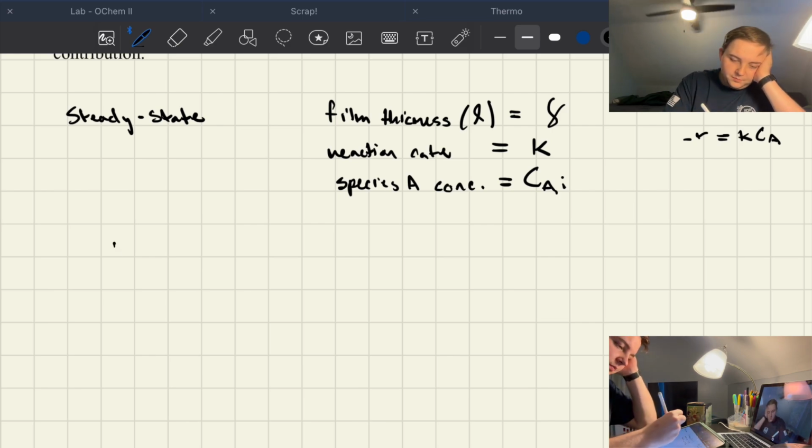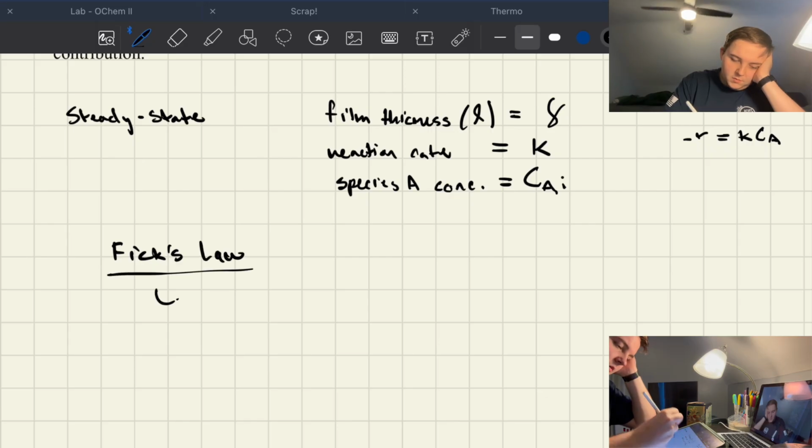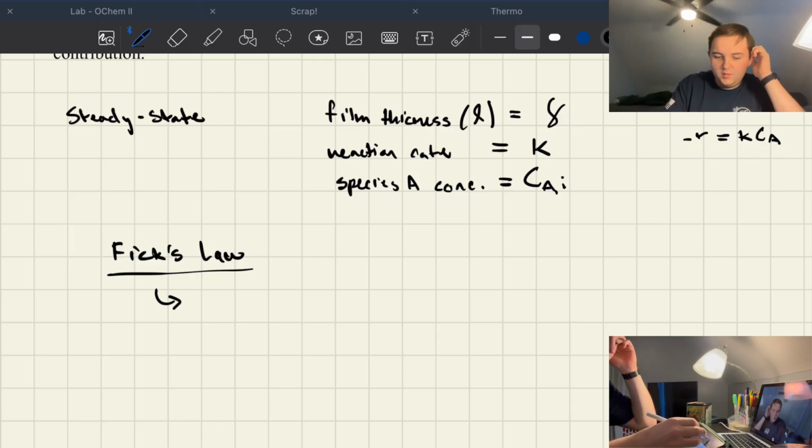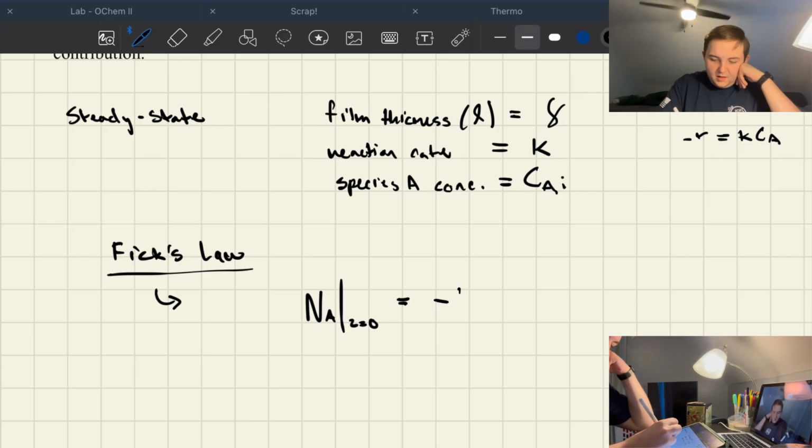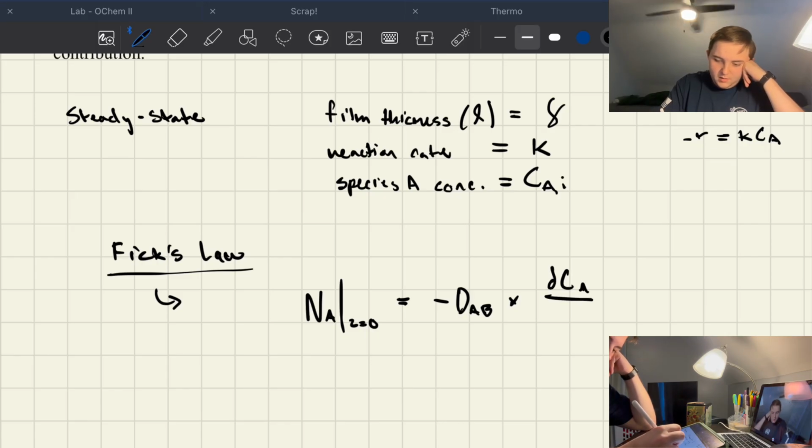We're going to start with Fick's law, so I'm just going to write Fick's law. So we're going to have our N_A evaluated at Z equals 0, and that's going to be equal to negative D_AB multiplied by dC_A over dZ.